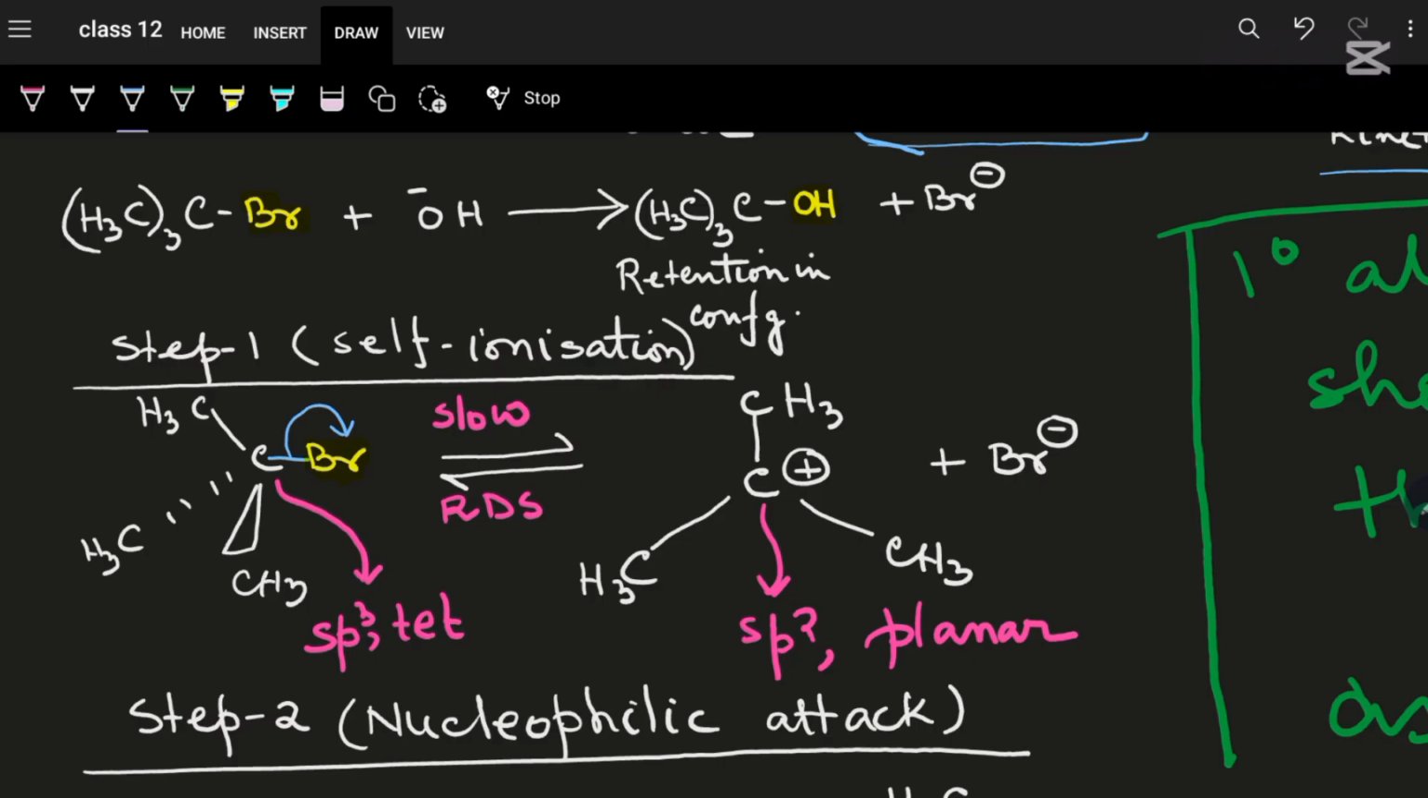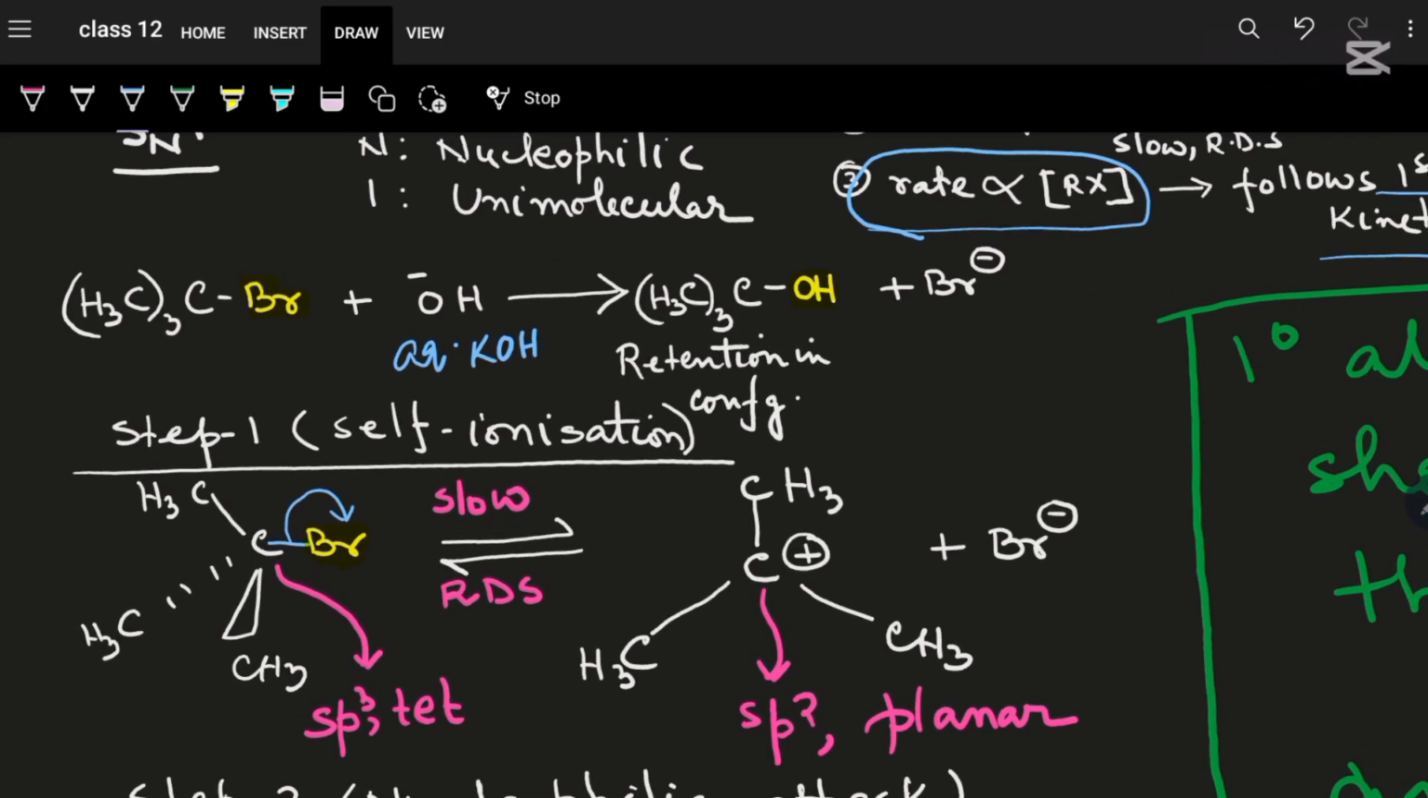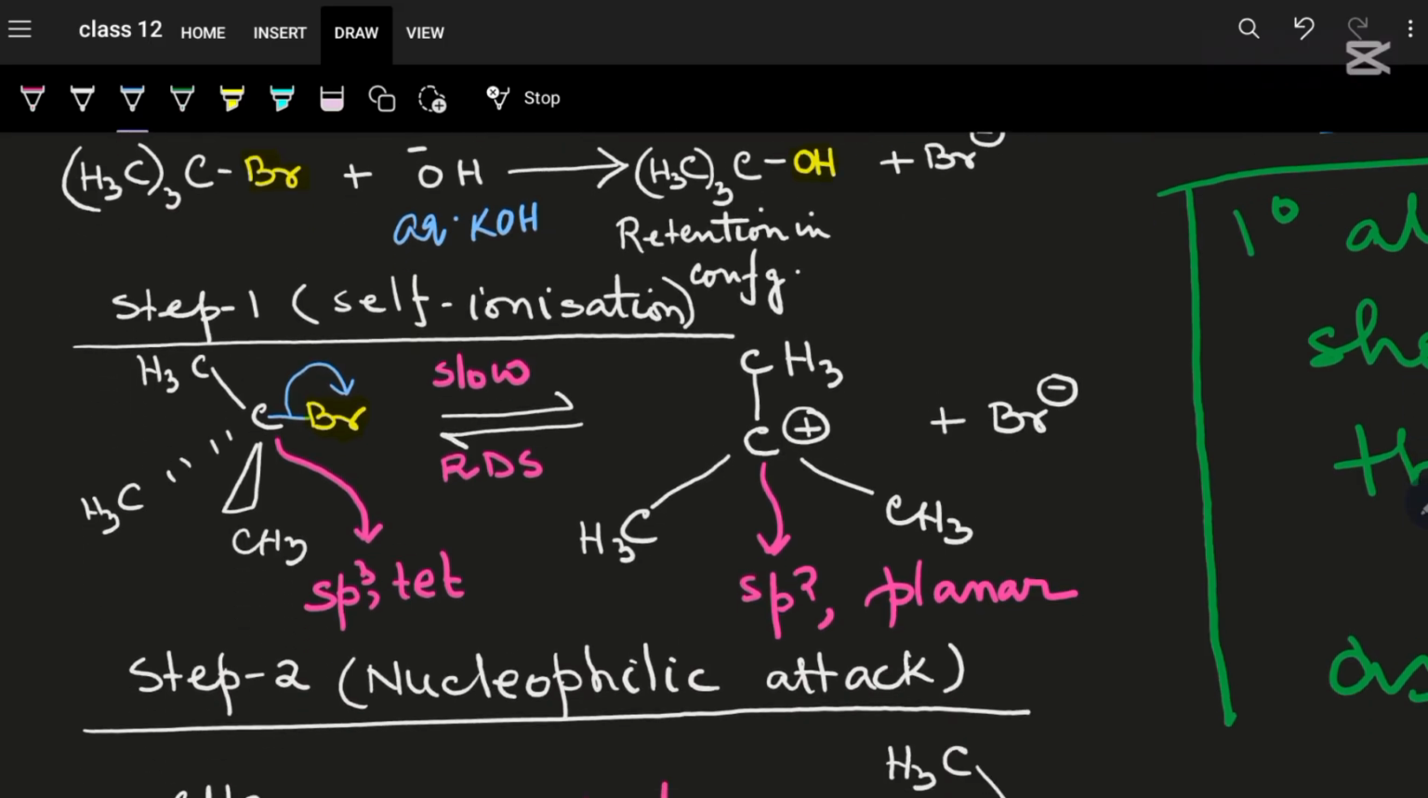So here is one example, (CH3)3CBr in presence of OH minus. This OH minus can be generated from aqueous KOH, NaOH, anything you take; an aqueous, polar medium will generate OH minus faster. And you will get retention in configuration in SN1, because where the Br was oriented, there only the OH is oriented now.